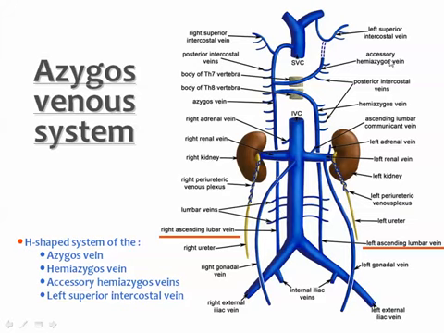The hemiazygos drains the upper left side of the body. It will join also the azygos vein.